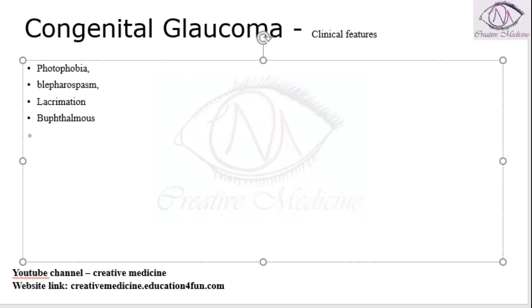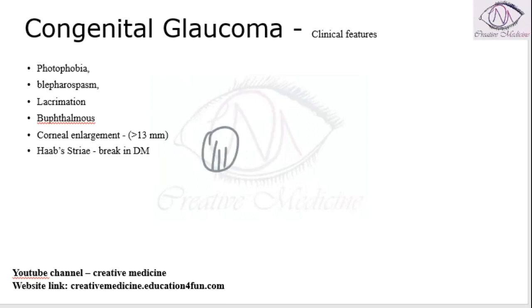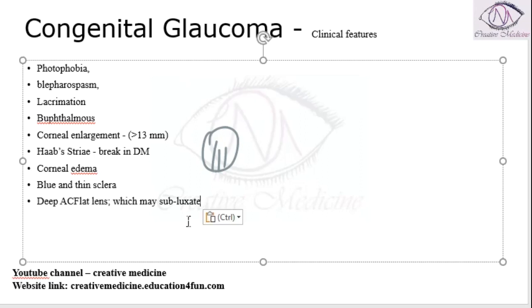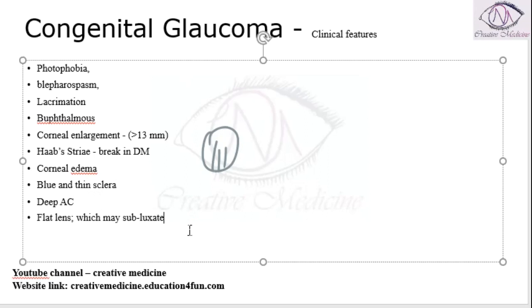Corneal enlargement will be seen, more than 13 millimeters, and there will be breaks in the Descemet's membrane, which are called Haab's striae, where you see breaks in the Descemet's membrane. Then blue corneal edema will be seen, along with a blue and thin sclera in the child, with a deep anterior chamber and a flat lens, which may subluxate.